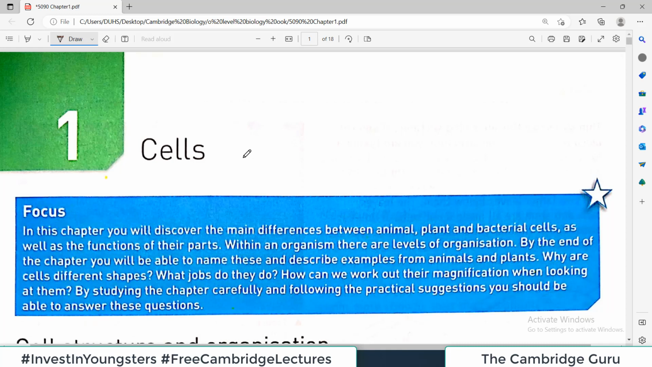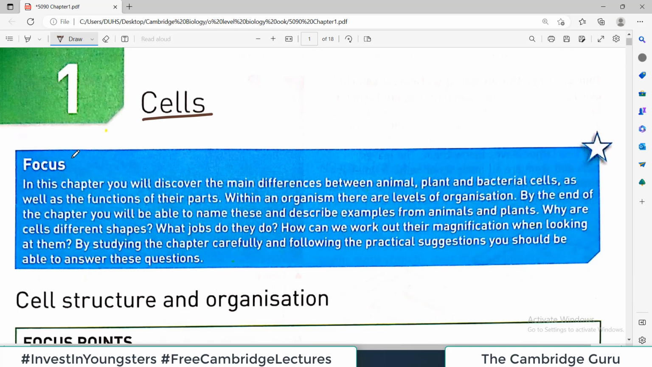And today we are going to start the first chapter, which is about cells. So the blue box of this chapter says to focus on differences between animal, plant and bacterial cells. These are extremely important topics for your Cambridge O-Level exams.